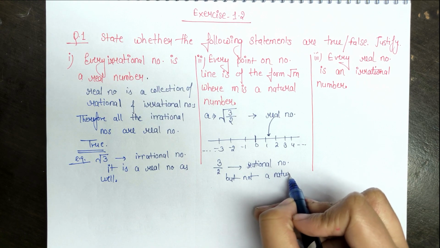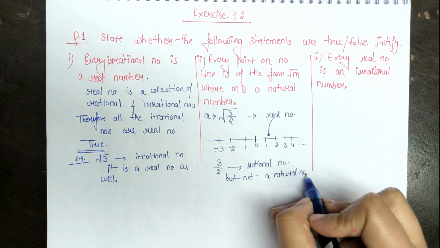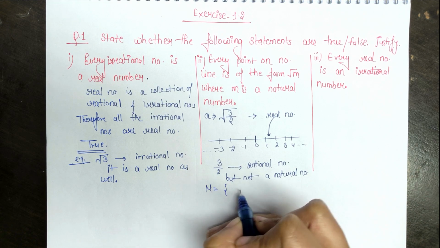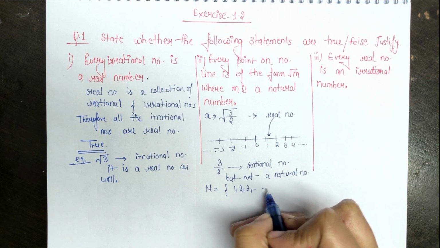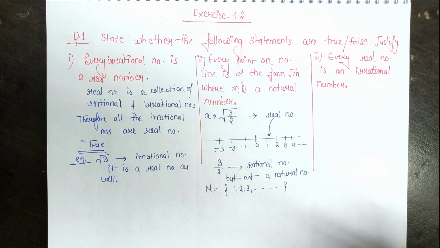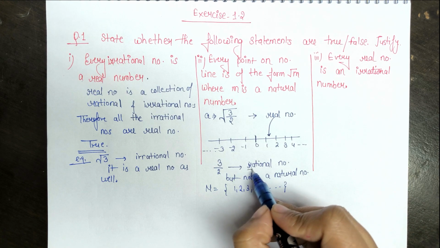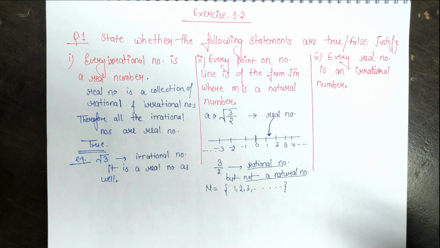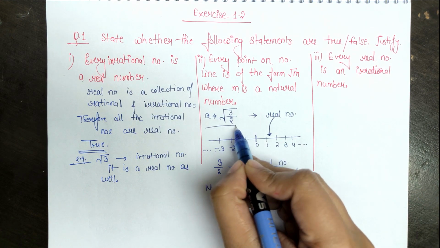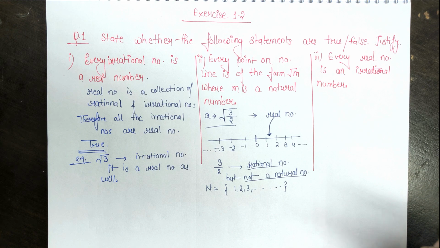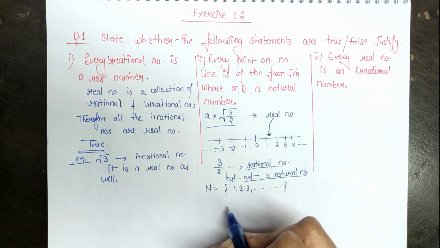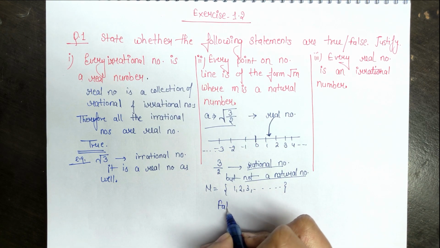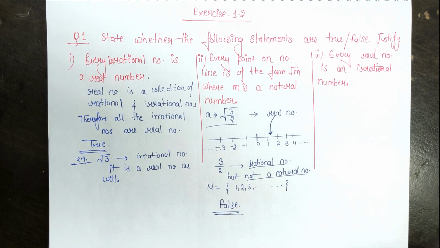We have already seen what natural numbers are. Natural numbers are 1, 2, 3 and so on, all the positive integers. So 3 by 2 is a rational number and not a natural number, but it is present on the number line and it is in the form of root m. Okay, so we have proved this statement is false. So this statement is false.